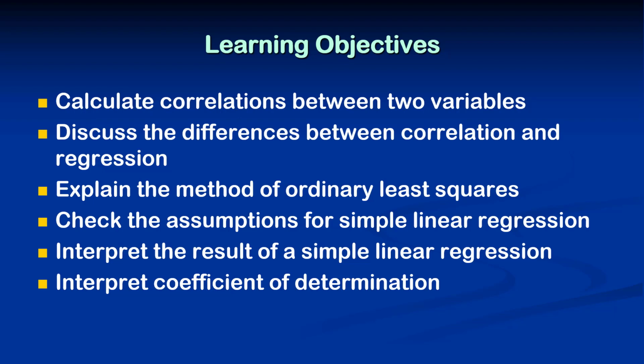Here are the learning objectives. After this class, the student should be able to calculate the correlation between two variables, be able to discuss the differences between correlation and regression, as well as be able to explain the method of ordinary least squares. And also, the student will be able to check the assumptions for simple linear regression and interpret the result of simple linear regression, and especially be able to interpret the coefficient of determination.